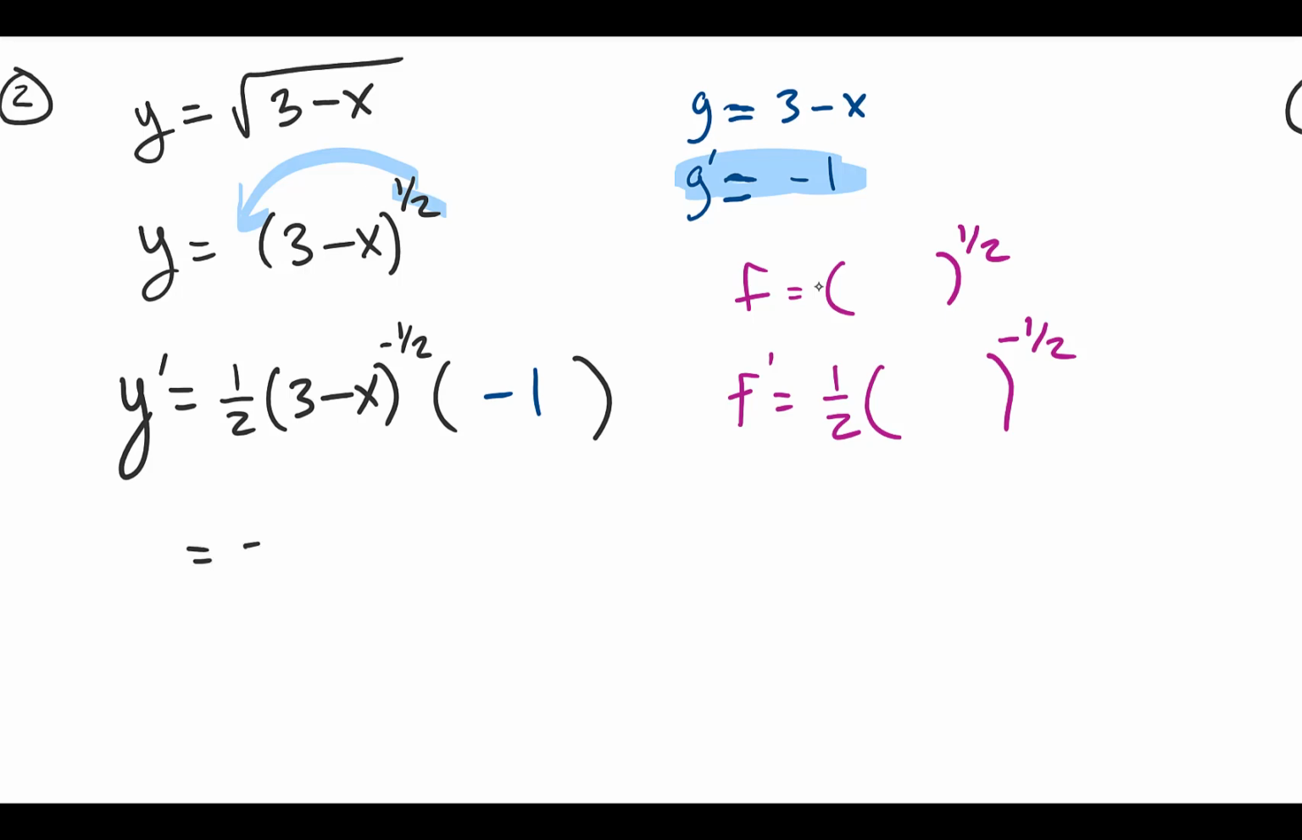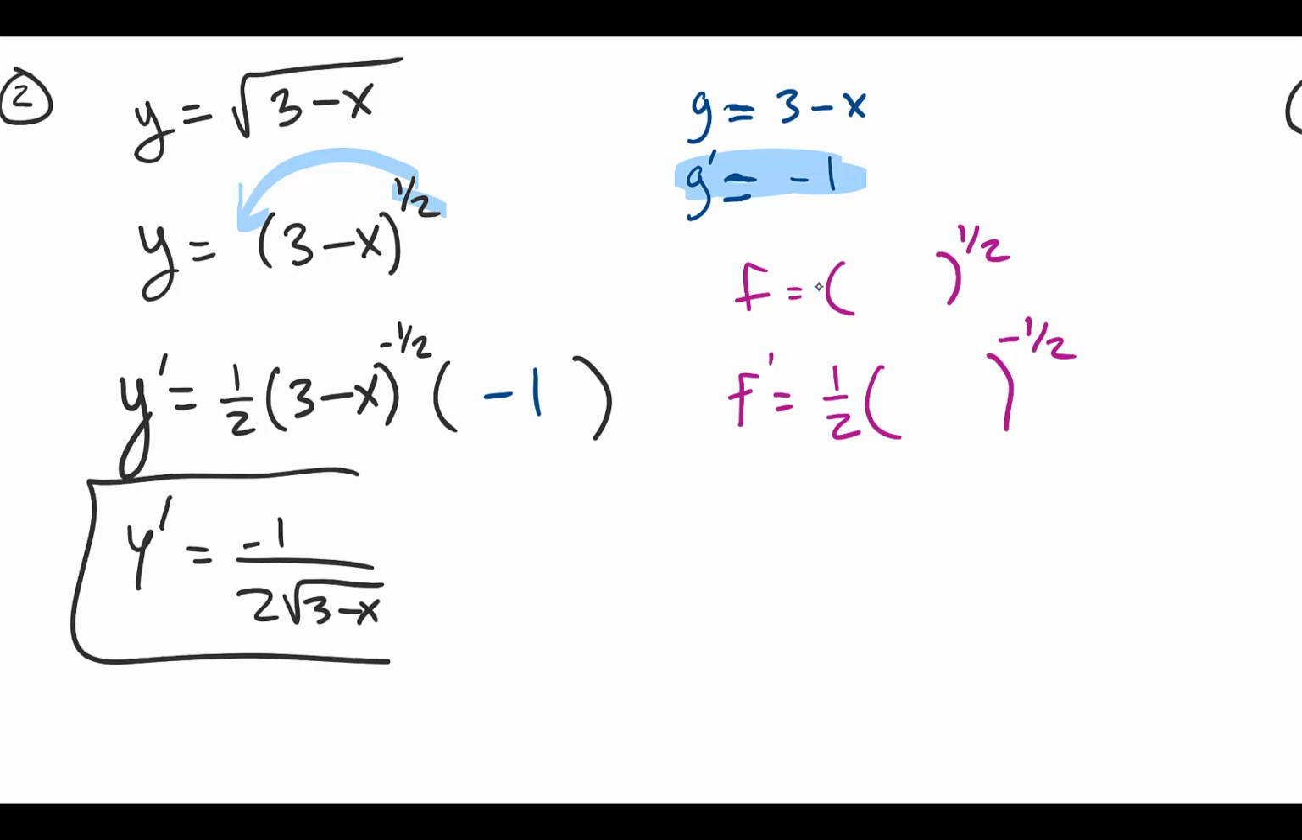Now I'll clean this up. I'll write it like this. And there it is. We just found the derivative of our function. Just leave g right inside of f prime, and then multiply by g prime. Let's keep going.